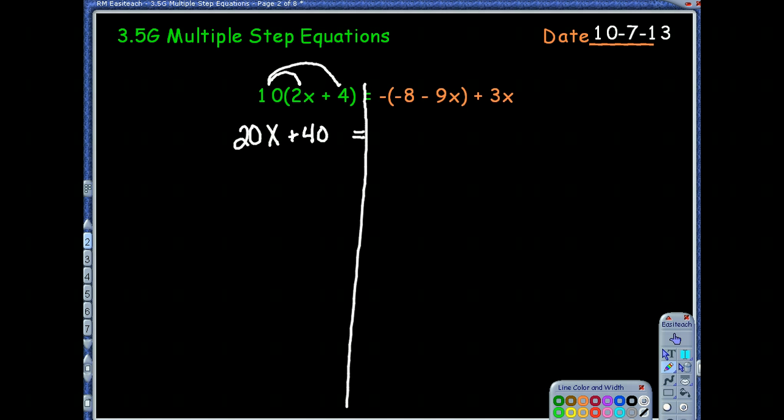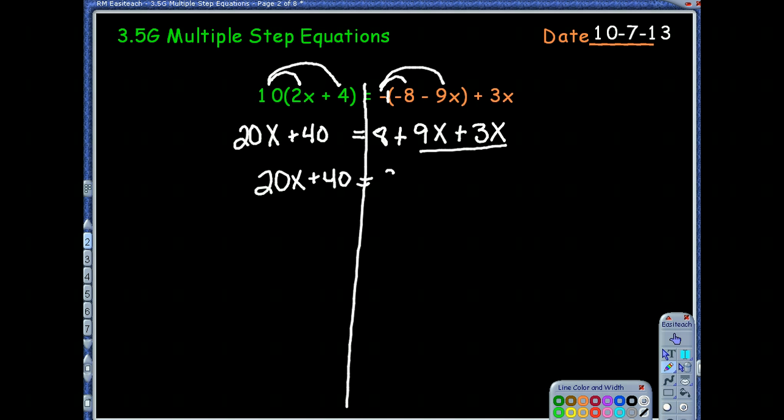And that should equal, on this side, we're going to have a positive 8 when I take a negative times another negative. If it helps to put that negative 1 out front, you can. And negative 1 times our negative 9x is going to become a positive 9x. And plus 3x at the end. Notice that on the left-hand side, I don't have any like terms to combine. But on the right-hand side, I do. So we have multiple x's that we can put together. So I still have my 20x plus 40. And then on the right-hand side, I still have my 8 plus 12x.